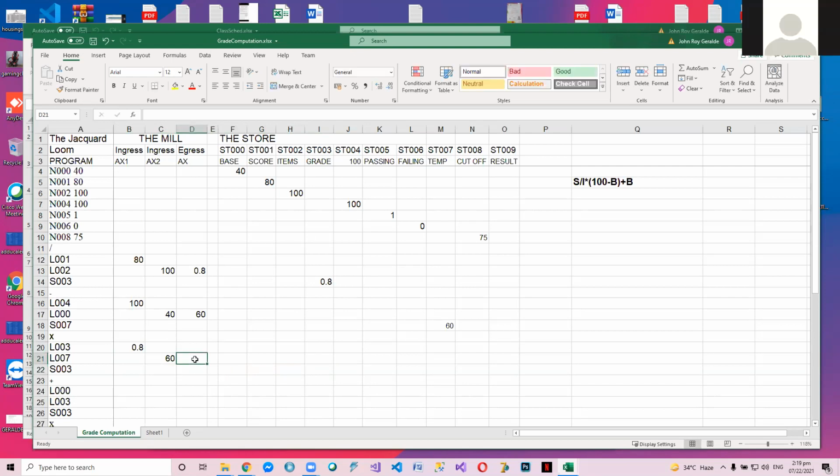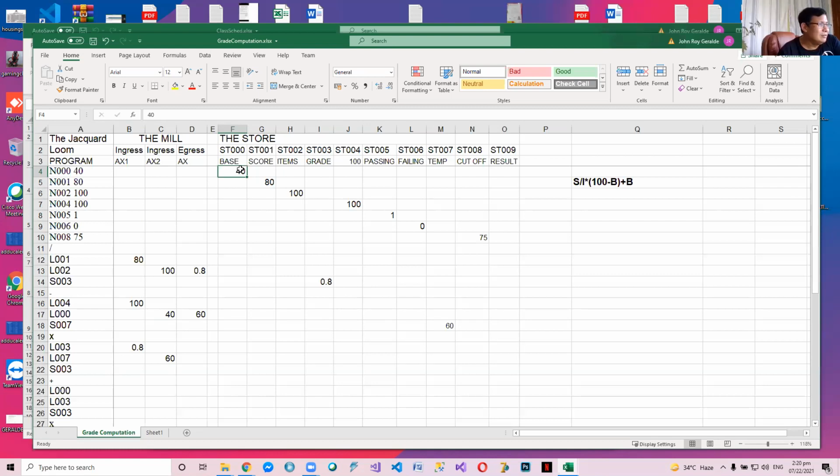Sir, may question ako, sir. Yes. Ginagamit ba dito, sir, na 40 base? No, you put the base here in N00. If it's 40 base, you put 40 here. The grade computation in this example is 40 base. This is a particular example. But you can use this program to do computation for 50, for 30, for 40, for 70, whatever you like.